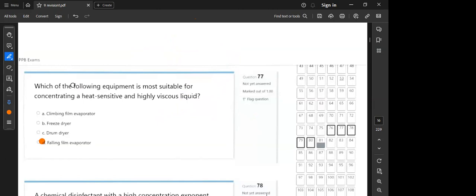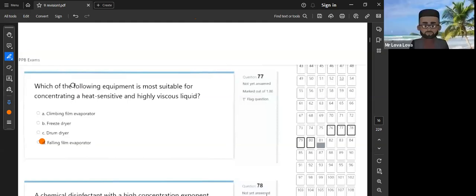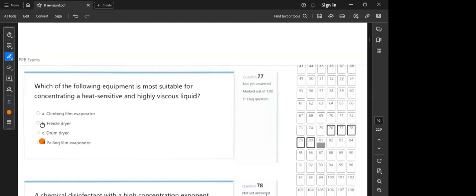But for the other options, like the climbing film evaporator, that can't work, because heat can be detrimental to heat-sensitive products and highly viscous liquids might not flow. Then the falling film evaporator also applies heat to remove the solvent, which may not be ideal for heat-sensitive substances, but it can handle viscous liquids. And drum dryers use hot surfaces to evaporate the liquid, so you can't use heat-sensitive material, and highly viscous material might not spread evenly on the drum surface. So the best one is a freeze dryer. Okay.